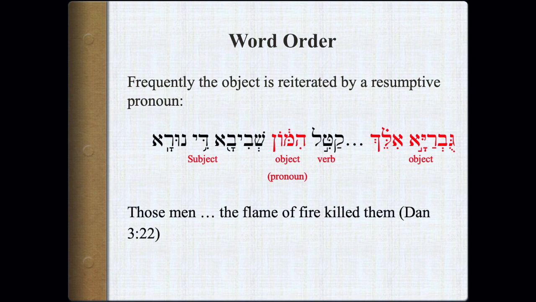Those men, the flame of the fire killed them. The subject is actually last, the flame of the fire. And the verb occurs after the object of the sentence.